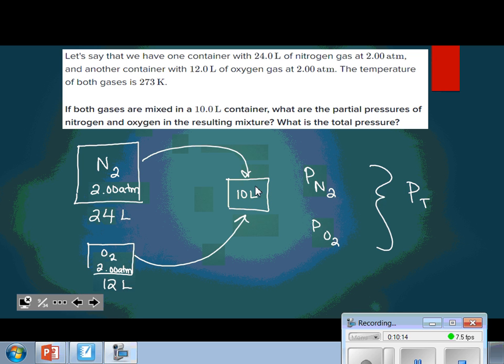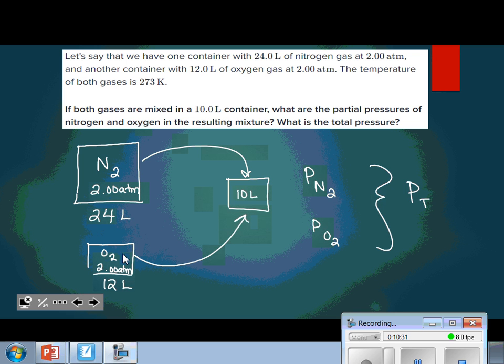So because my volume is decreasing, the pressure of the nitrogen gas is going to go above 2 atm. And same thing with the oxygen. I'm taking 12 liters of oxygen and forcing it into a 10-liter space. So this pressure is going to go up.